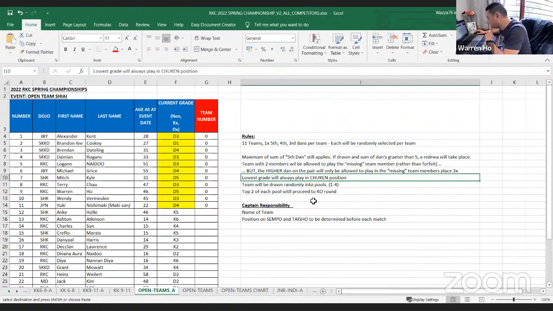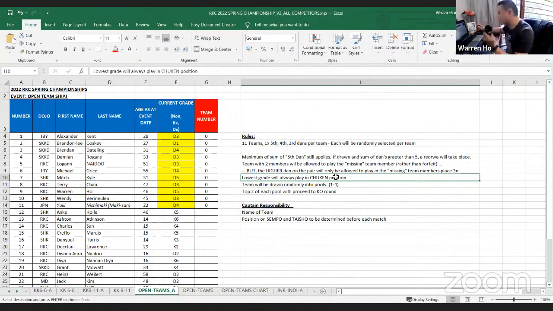Murphy's Law will be like 2 2nd Dans and one 1st, and then I'll pair it up together, and then the lowest guys will win it. Anyway, teams will be drawn randomly into pools, 1 to 4. Top 2 of each pool proceed to the KO round. Okay, good. So let's first of all draw the captains, and which captain is going to be captain of which team. It's those yellow ones that are highlighted over there.